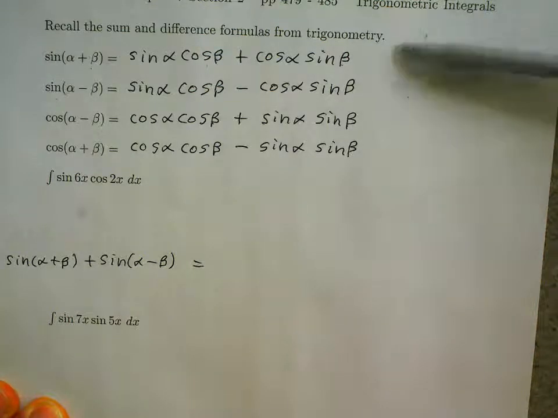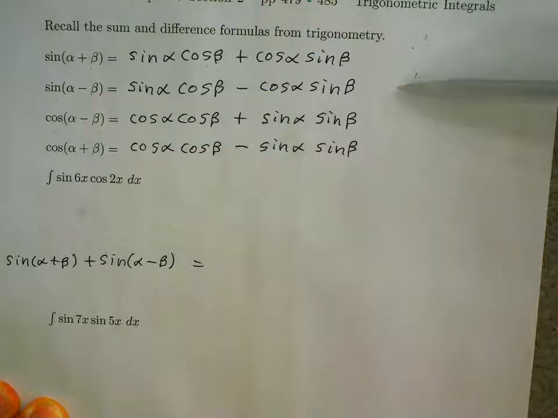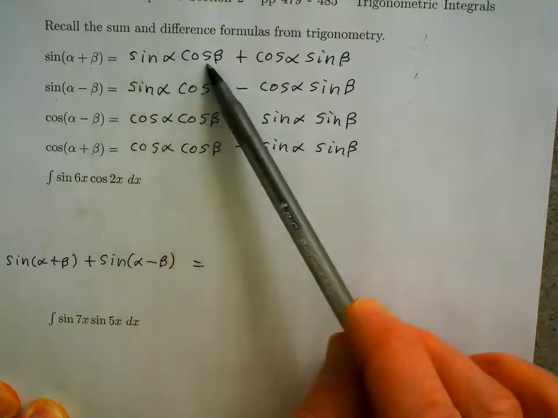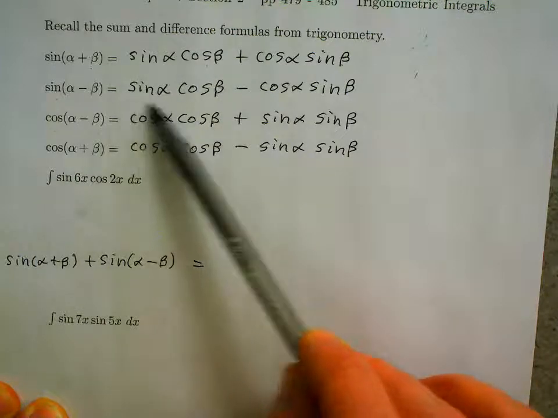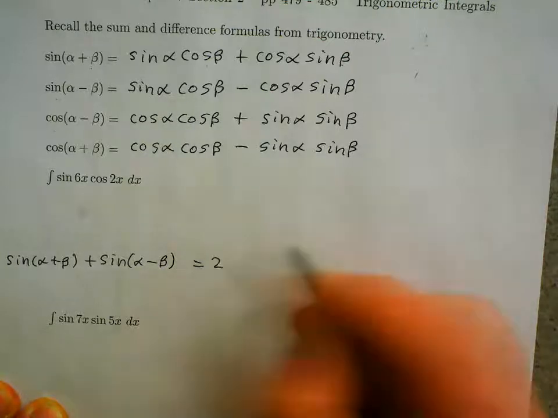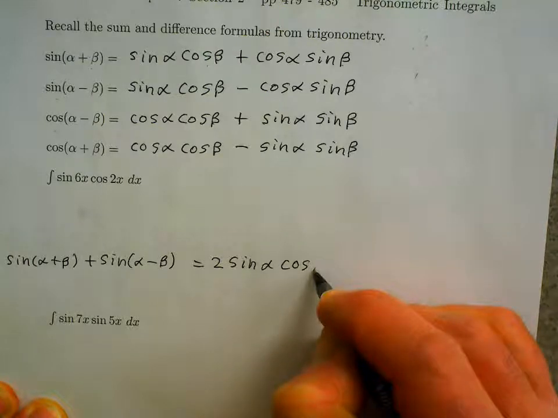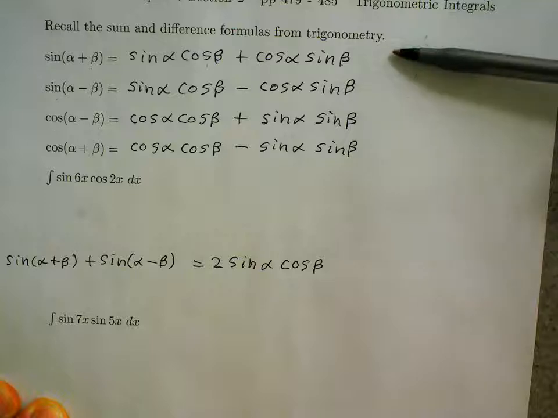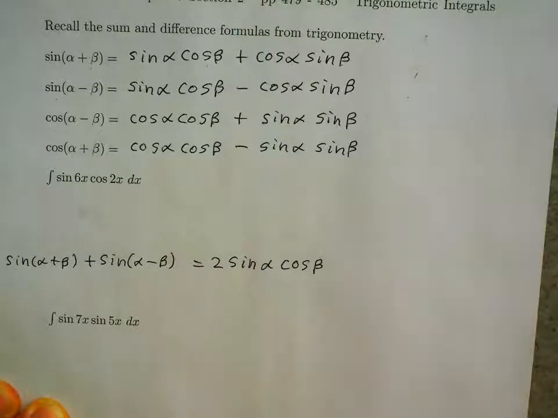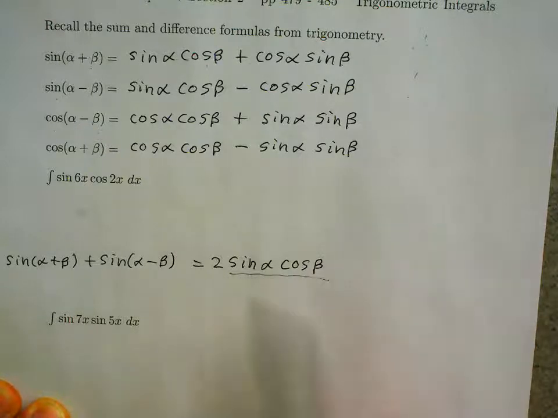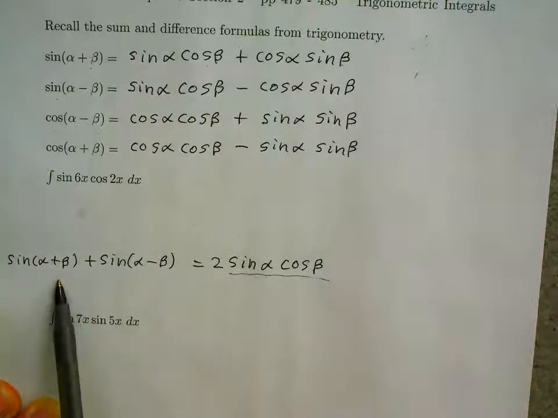And what will we be left with? Well, two of the terms are alike. Sine of alpha times cosine of beta plus sine of alpha times cosine of beta is 2 times sine of alpha times cosine of beta. And as we already observed, the other two add up to 0. Okay, so this means that sine of alpha times cosine of beta is just 1/2 of sine of alpha plus beta plus sine of alpha minus beta. You see how that works?